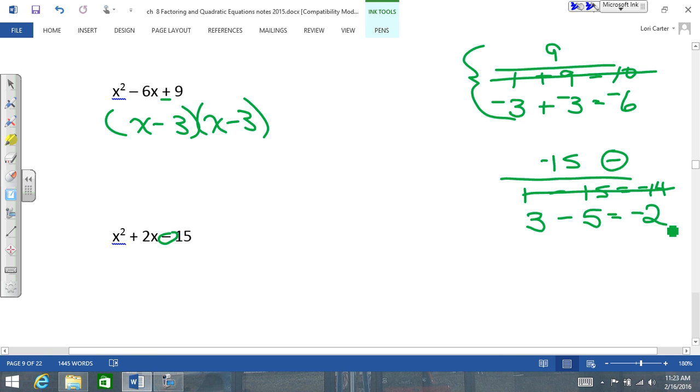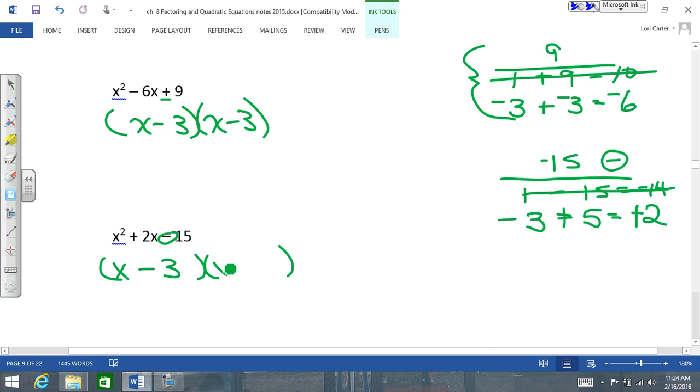A positive. So what do I have to do to fix that? You have to move the negative to the other side. I'm going to make the 3 negative and the 5 positive. Now does it equal a positive 2? Yes. Okay, how does this go into your factors? X plus 5 and x minus 3.